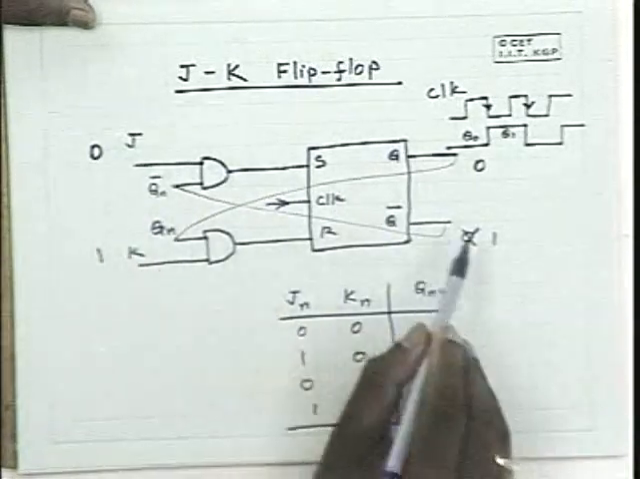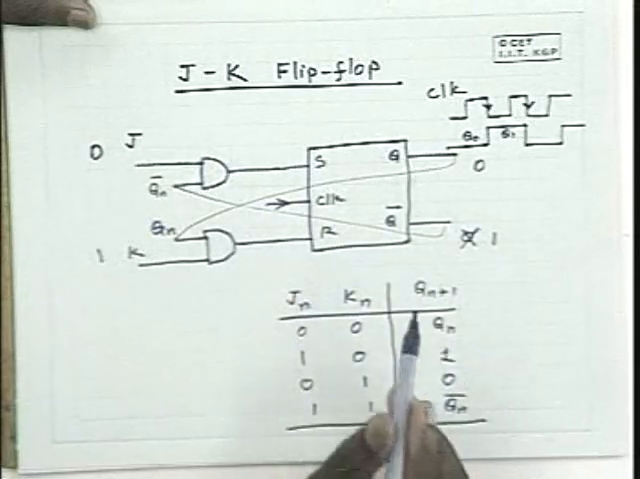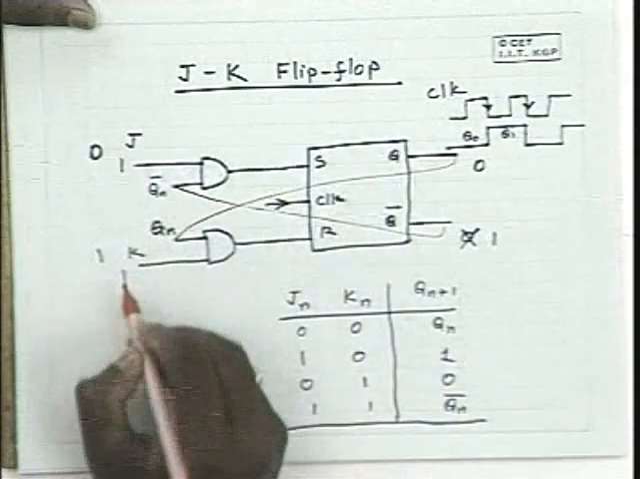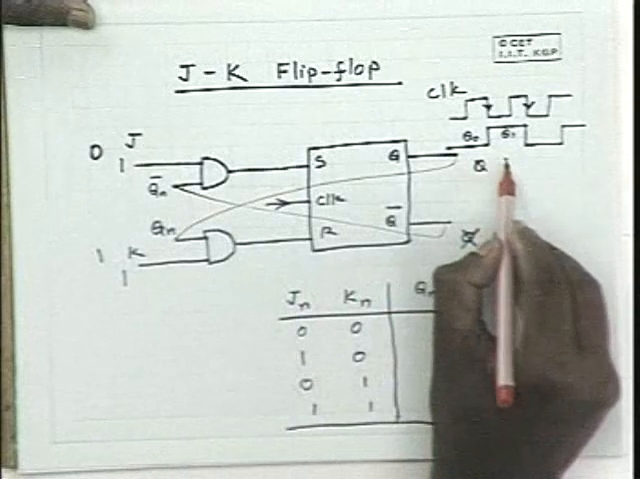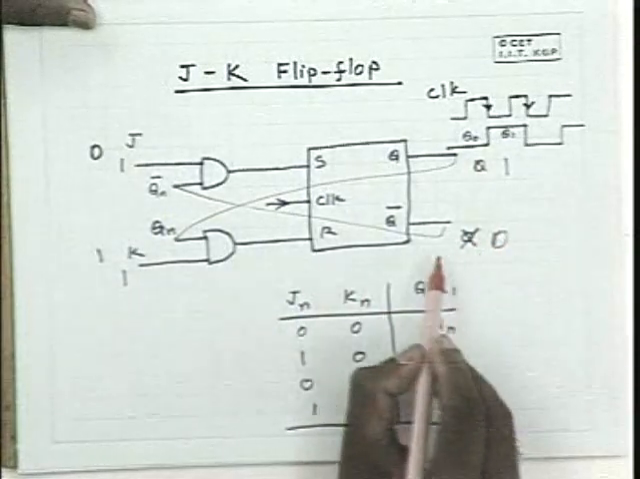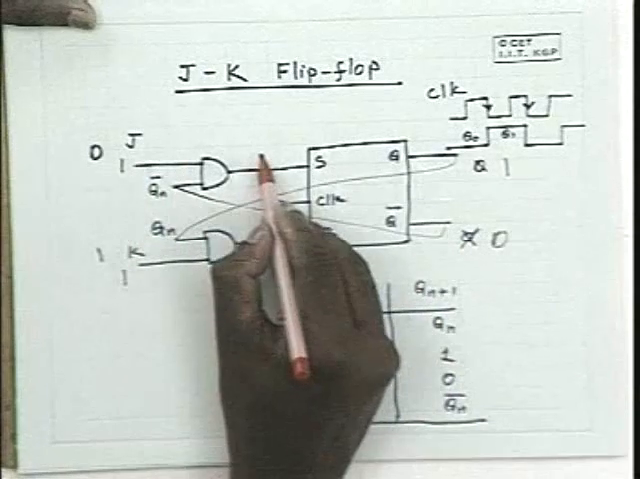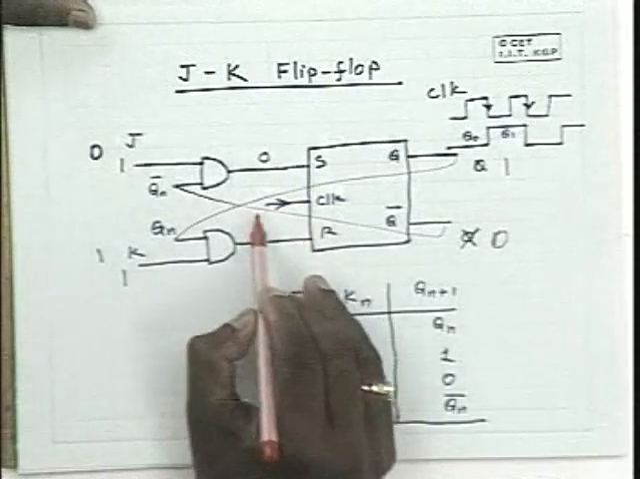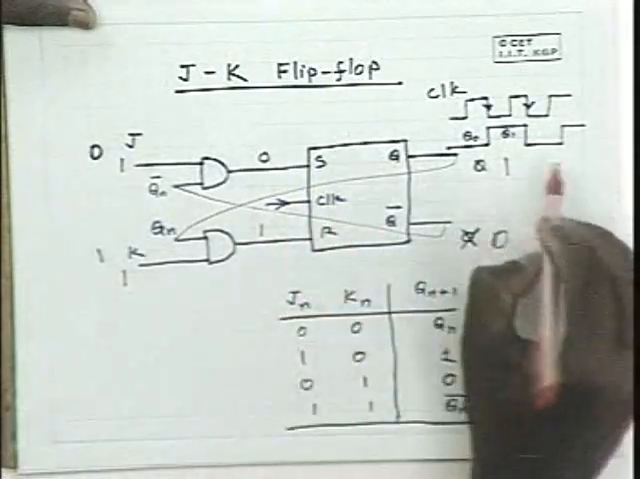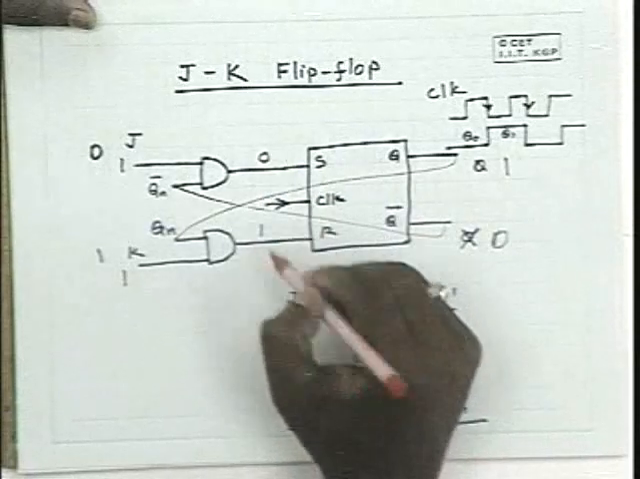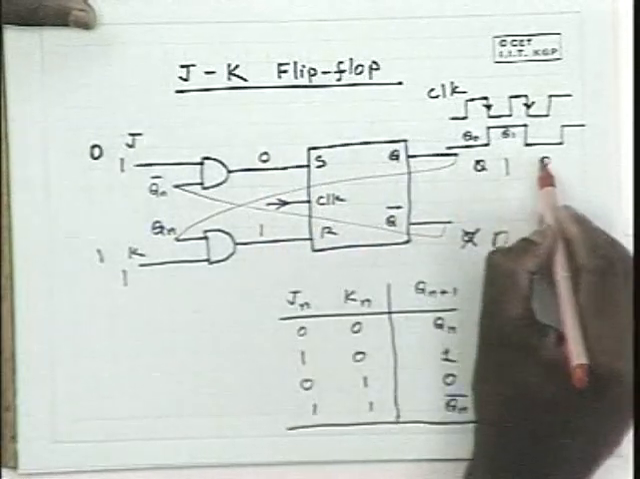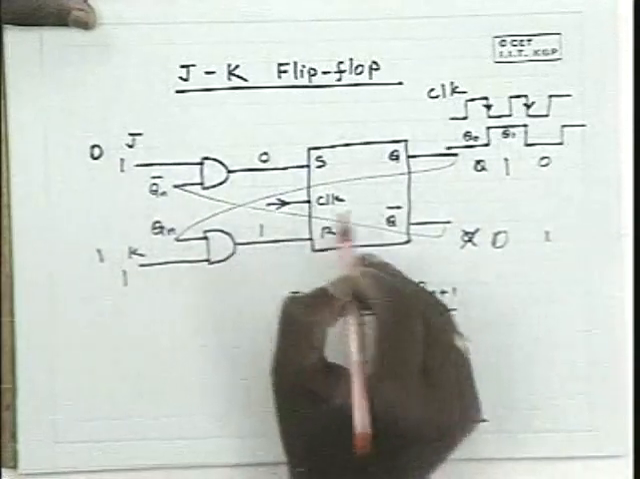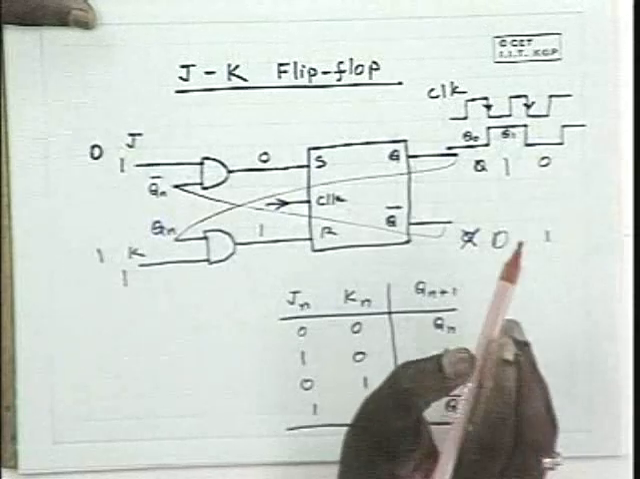With 1, 1, of course, as I mentioned, it toggles. If this happens to be 1 and this happens to be 0, because it is 0, 1, it becomes 0. And because the input is 1, 1, it becomes 1. And with the clock pulse transition, because of 0, 1, at the clock transition, it becomes 0, 1. It changes state when the inputs are 1, 1. At the clock transition, it changes state.